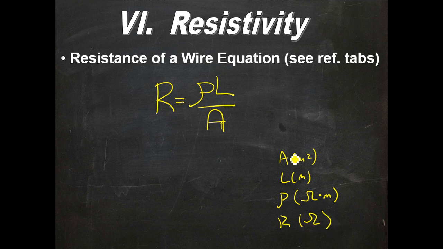So dimensionally, how that works out is because resistivity is ohms times a meter, length is a meter, and then area is meters squared. Well, this meter squared cancels out with each one of those meters, leaving just ohms for resistance.